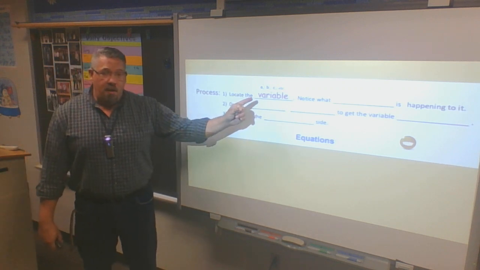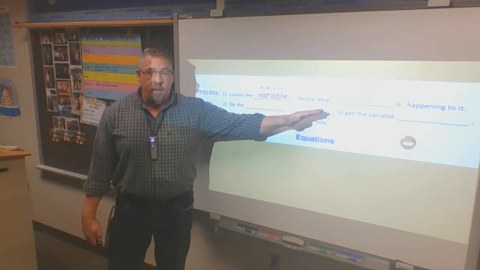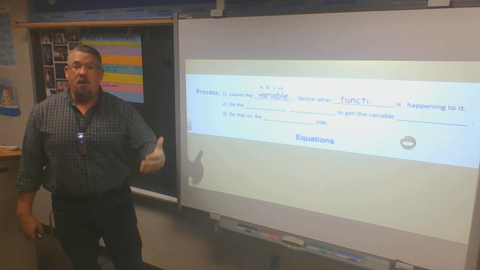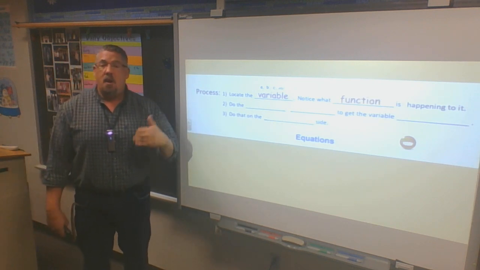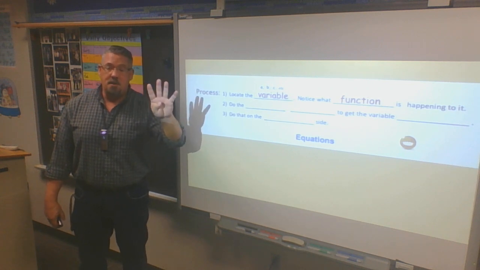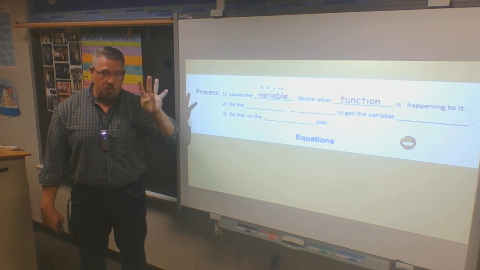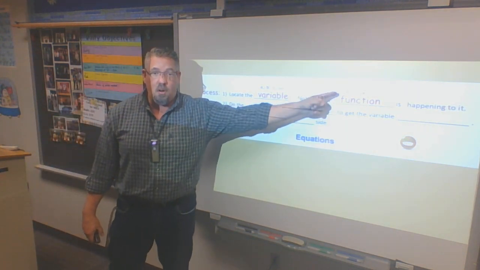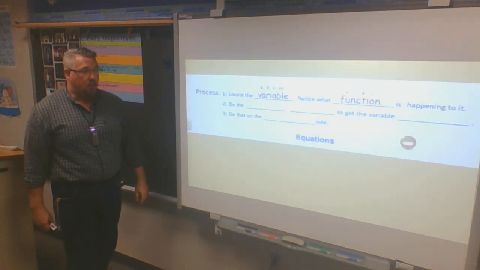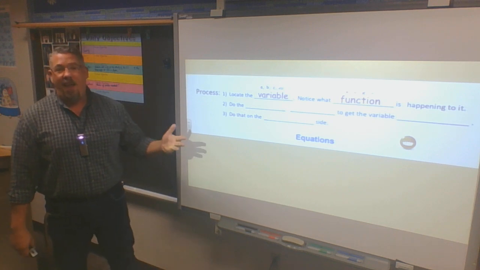When I locate my variable, then I'm going to notice what function, right? So what math is happening to it. A function, once again, we have 4 processes in mathematics, always have, always will. Adding, subtracting, multiplying, and dividing. And if you can't remember what those functions are, write them down up above. We're going to add, subtract, multiply, and divide.